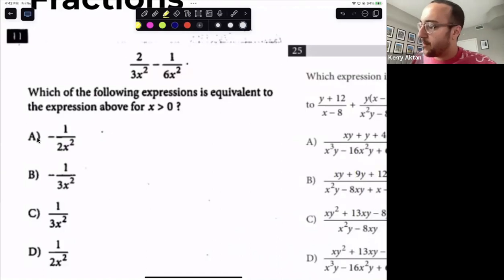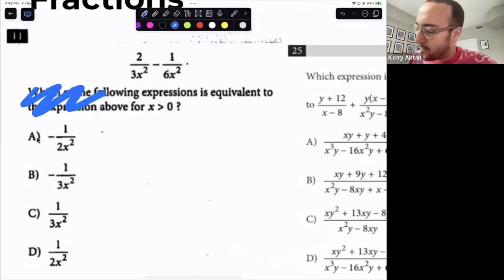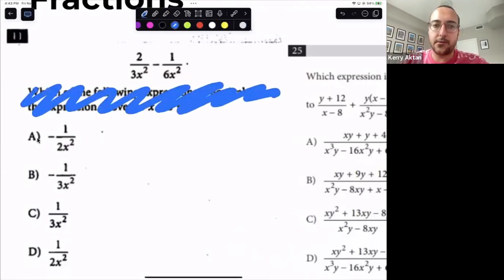So what is this question? Well, first of all, remember, we do not read on the SAT. Unless we really, really have to, we really try not to read. What is this question doing? Good job, Hannah. This question is asking us to add or subtract fractions. When we're adding or subtracting fractions, what do we need?